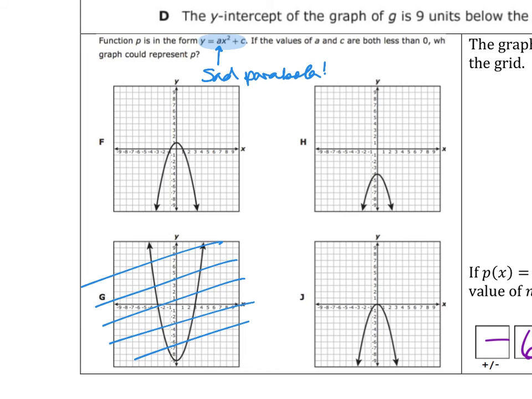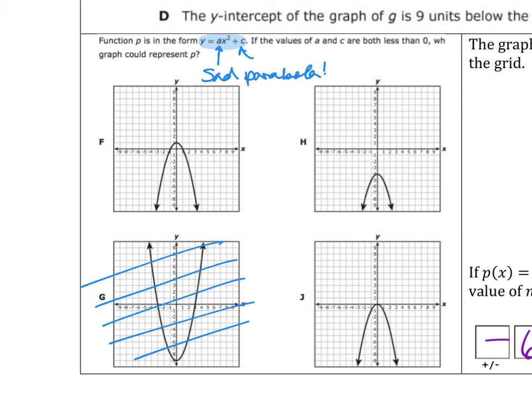I also know that the c value, or the number at the end, is going to be negative. What happens to a parabola if the number at the end is negative? Look at your notes. What happens to a parabola when the number at the end is a negative number? No, at the end, at the end. If it's on the outside of your parentheses, is it a vertical translation or a horizontal one? At the end, is that horizontal or vertical?